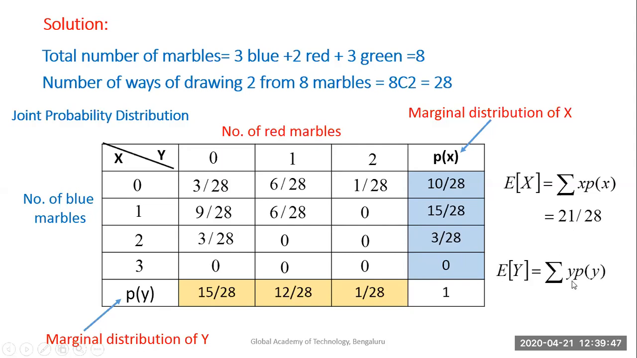Expectation of y will be summation y into p of y. It is y into p of y. 0 into 15 by 28 plus 1 into 12 by 28 plus 2 into 1 by 28, which comes as 14 by 28. So these are the expected values of x and y.